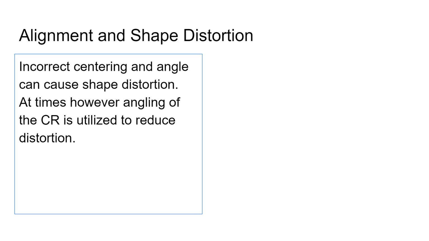And we know that angling will elongate the object and thus cause shape distortion, which is different than size distortion, right? Size means everything increases proportionally. Shape, specifically elongation, is one part gets stretched out.